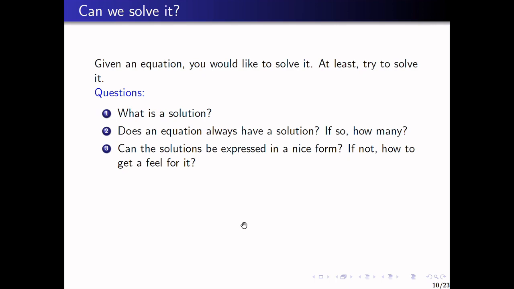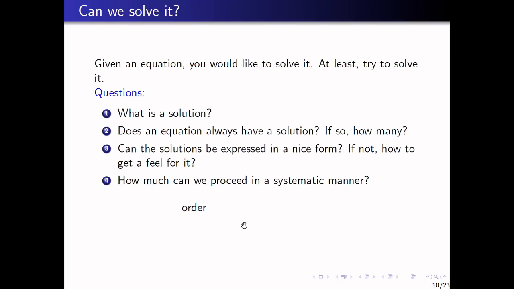If it cannot be expressed in nice form, then can you get some understanding of the solution, some way to approximate it, so that at least we can visualize it, and how to proceed systematically. Depending on the type of differential equation, we would like to apply different methods to deal with the differential equation.